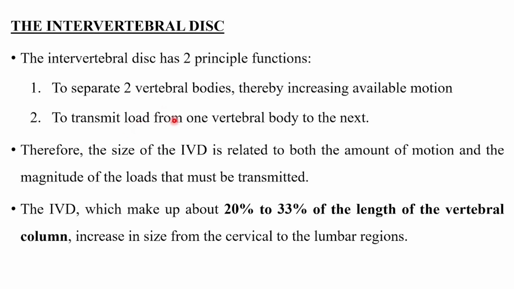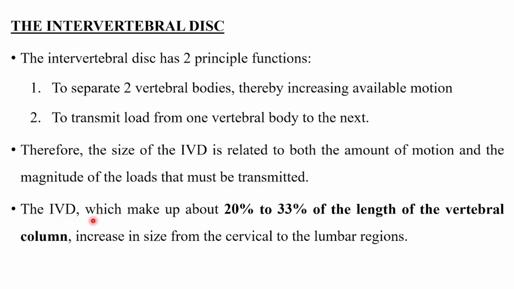The first function is to separate the two vertebral bodies, thereby increasing the available motions. So the intervertebral disc is responsible for increasing the range of motion within the intervertebral joints. The second function is to transmit the load from one vertebral body to the next. So it acts like a shock absorber and resists the compressive loading. Therefore, the size of the intervertebral disc is related to both the amount of motion as well as the magnitude of the load that must be transmitted.